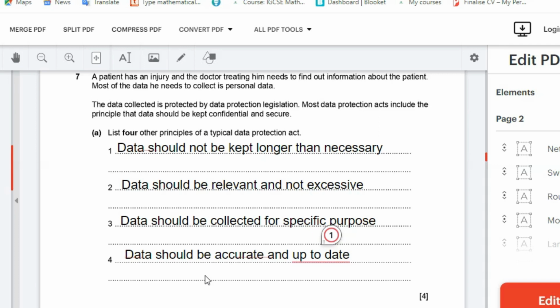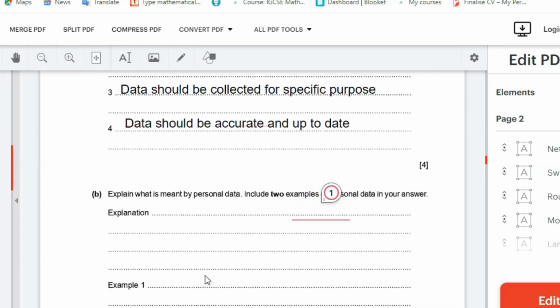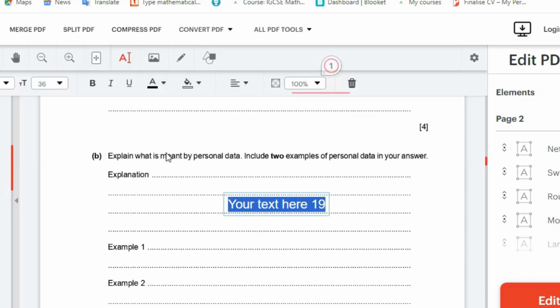All right, let's stop at that and go to question number 7B. It says, explain what is meant by personal data. Include 2 examples of personal data in your answer. So what is the explanation of personal data?